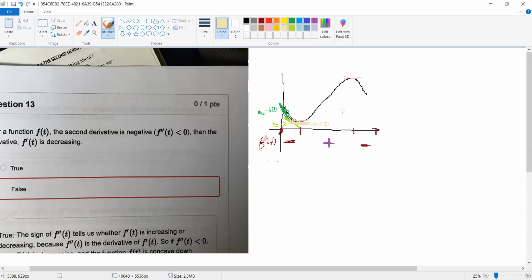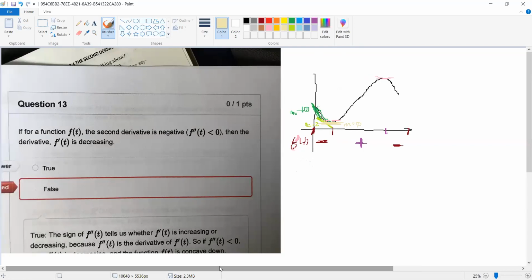So the idea behind this question is not whether the derivative is negative or positive. What it's asking is, is the derivative decreasing? Or if we think about that, what is the rate of change of the derivative? Increasing or decreasing? And the answer is that if it is a negative second derivative, it means that we're decreasing.